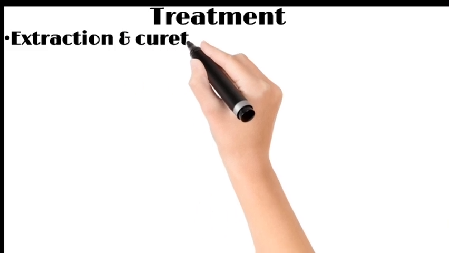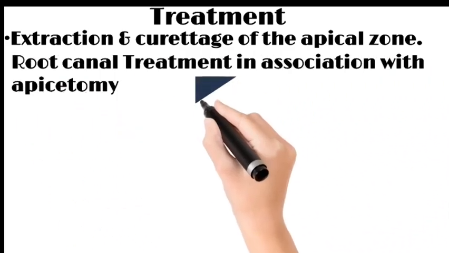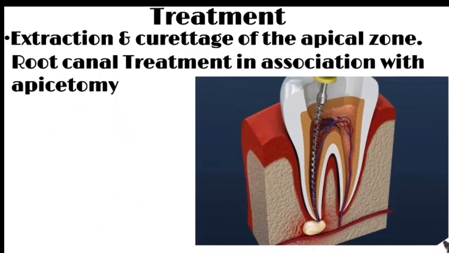Now coming to the last one, the treatment. We can go for extraction and curettage of the apical zone. Now what is a curettage? Curettage is scraping and cleaning of the soft tissue. We can also go for root canal treatment in association with apicoectomy. The apicoectomy is the removal of the tooth's root tip.